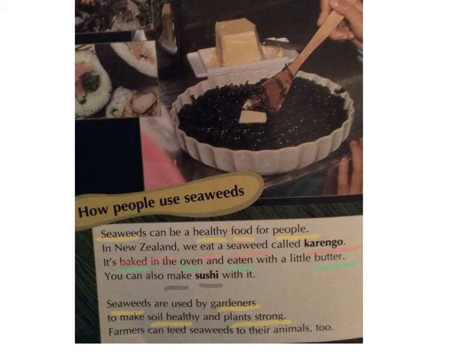And the last sentence is, farmers can feed seaweeds to their animals too. What do you think the key words would be this time? I'd say farmers, feed, seaweed, and animals are the important words in that sentence.